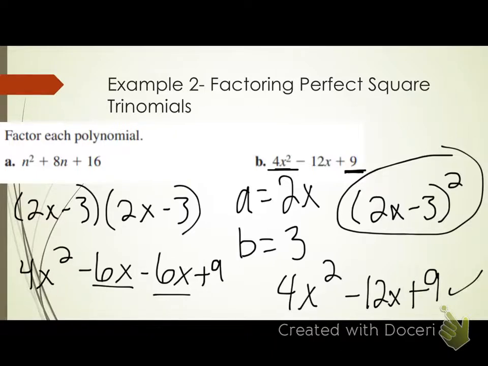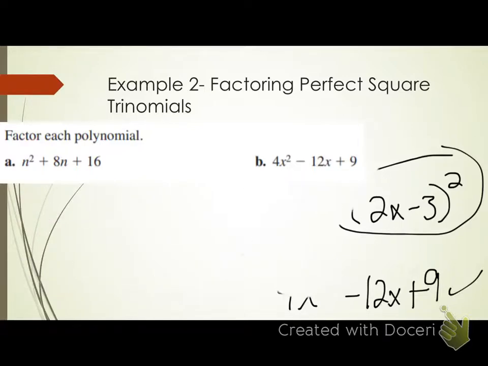So once again, there's our formula method. Just taking the square root of your a, taking the square root of your b, and that's your a and your b values. And then plugging those into a minus b squared or a plus b squared, depending on the signs. Once again, though, I don't have to do it that way.